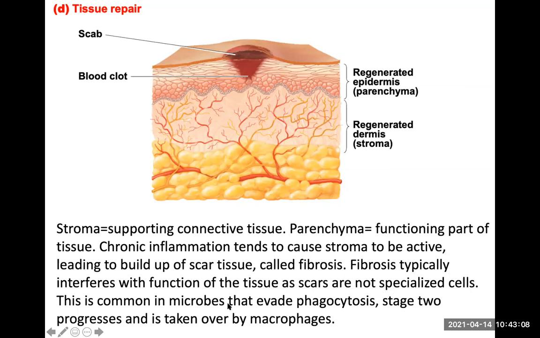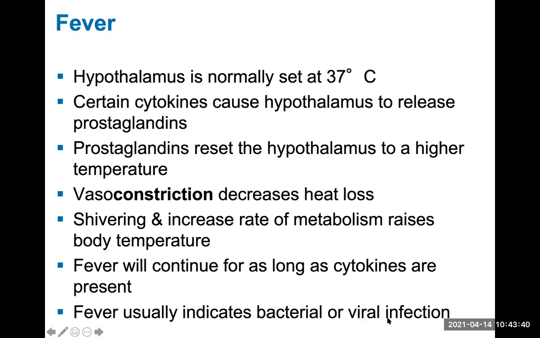And this is especially common in microbes that evade phagocytosis, and that stage 2 just continues to persist and is taken over by macrophages. So chronic inflammation, which is attributed to macrophages, has the potential to build up scar tissue and be very problematic.